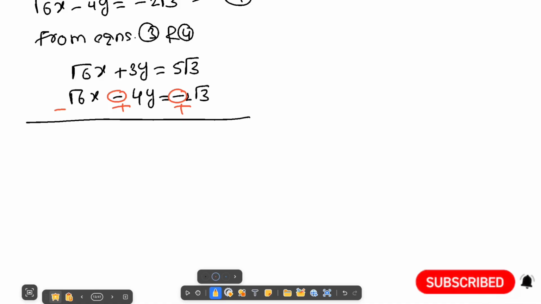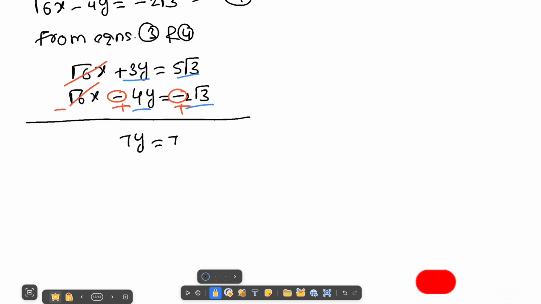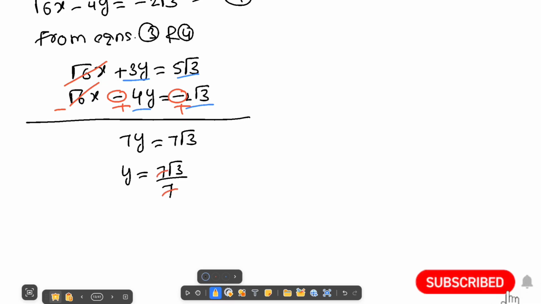So here root 6x both gets cancelled. Minus root 6x both gets cancelled. Now what do we have here? Plus 3y plus 4y, which is equals to plus 7y, equals to, now 5 root 3 plus 2 root 3 is equals to 7 root 3, right? So send the 7 right side. Y is equals to 7 root 3 by 7. So 7 gets cancelled. Now y is equals to root 3.